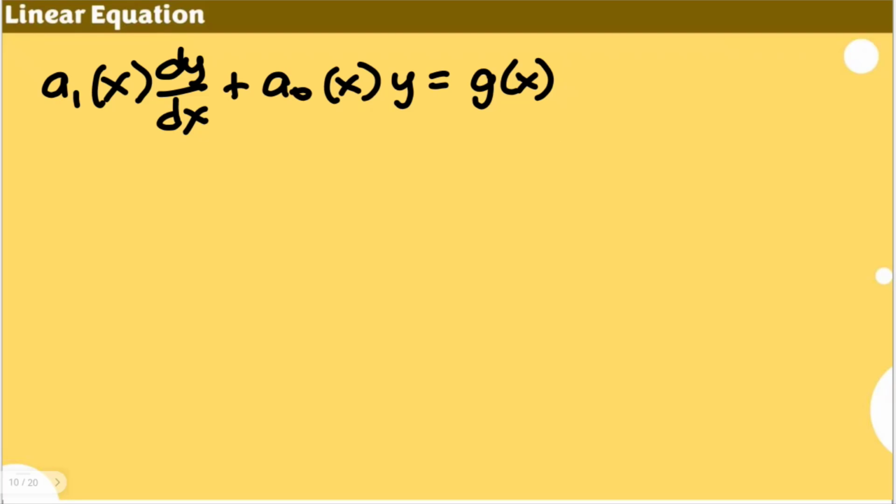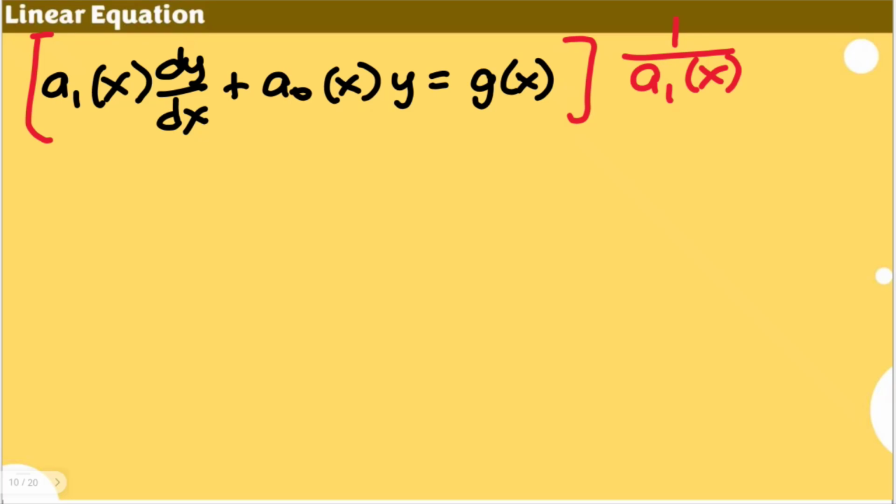We can transform this into a linear equation in standard form if we're going to retain this side of the equation. Hence, we are going to divide all terms, or multiply all terms by 1 over a sub 1 of x. So what will happen here is this now.